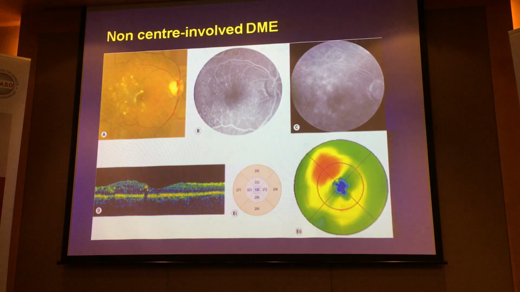This is an example of non-center involved. Central subfield not thickened, you see that the area of thickening is outside. ETDRS is very good for this type of patients. Usually we do a modified grid, overline the area of thickening, and usually that should settle. If the fovea becomes subsequently involved, let's say after laser, the fovea becomes thickened, you can still add an anti-VEGF.